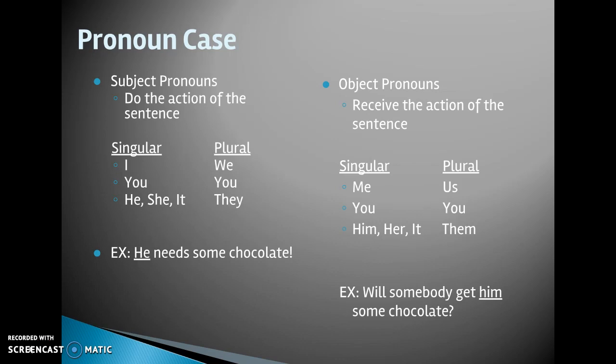So I would say he needs some chocolate. I would use the subject pronoun because he does the action of the sentence. And I would say, will somebody get him some chocolate? And I'd use the object pronoun because him is receiving the action of getting chocolate. So let's talk about some special pronoun cases.